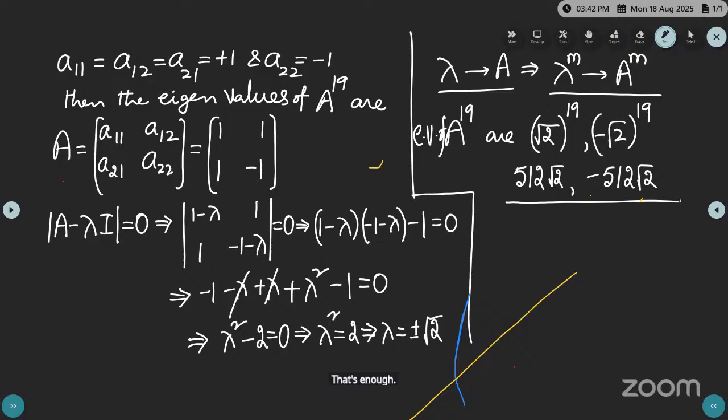These are the eigenvalues of A power 19. If A is given like this, if you don't know the notation form of the matrix, it's not possible to form the matrix and write the eigenvalues. And then using the property of eigenvalues, you can write the eigenvalues of A power 19. Clear? Write it. Make it fast.